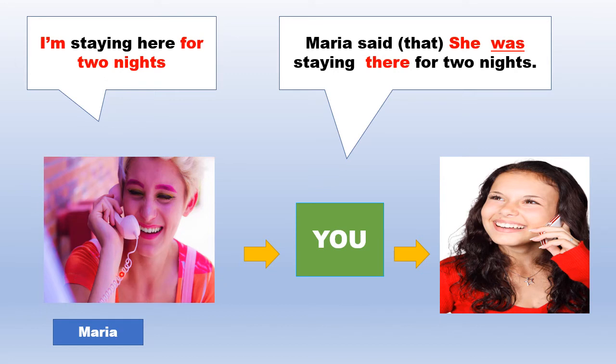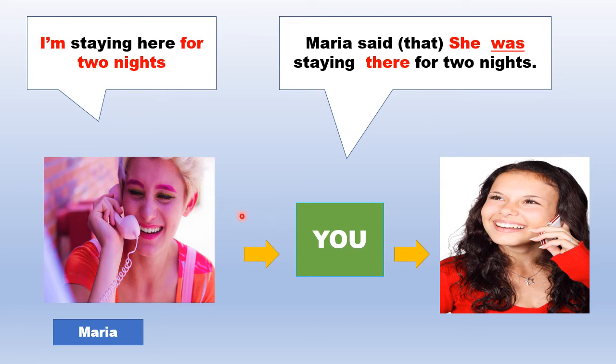Maria called you. And then Maria said, I'm staying here for 2 nights. Maria said that she was staying there for 2 nights. Okay, now let's check it out, this one. I become she. Am become was. Here become there. Why? Because you have to see the place.